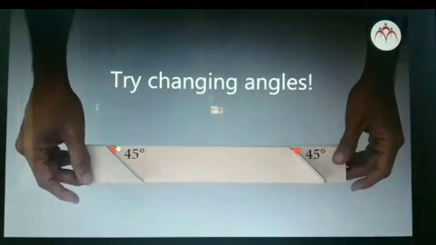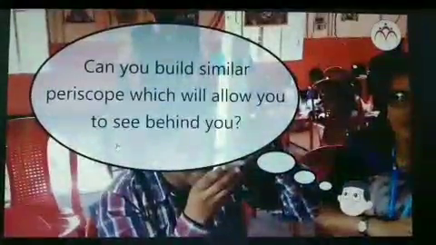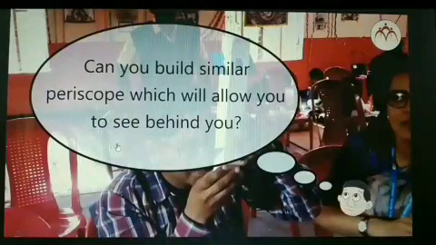If you don't have acrylic mirrors, you can also build a similar one with regular glass mirrors. Try changing the angle of one mirror or both mirrors and check if periscope still works. Can you build a similar periscope which will allow you to see behind you?